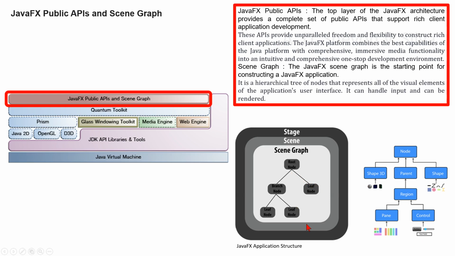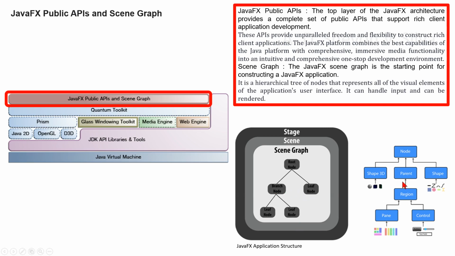Here you can see the stage. Scene is inside the stage, and scene graph is inside scene. Inside the scene graph you can see nodes. Root node interacts with branch node, and here leaf node, and branch node interacts with leaf nodes.